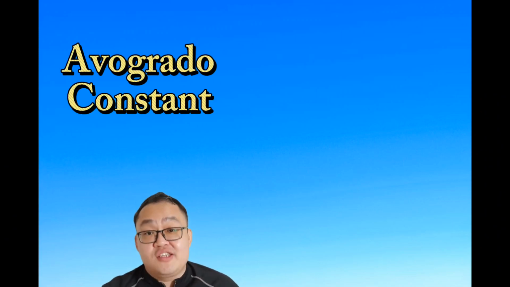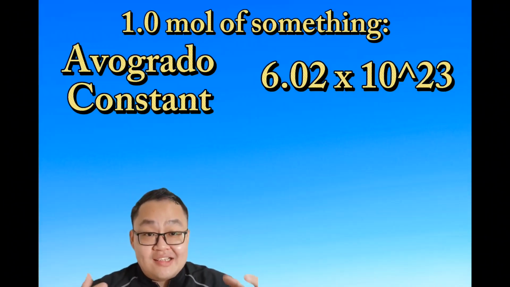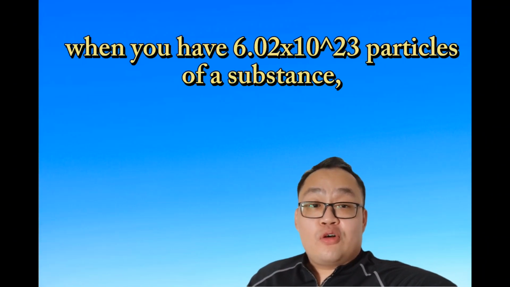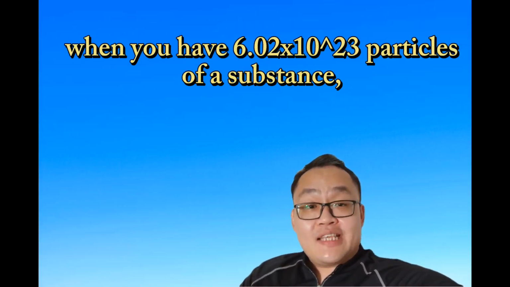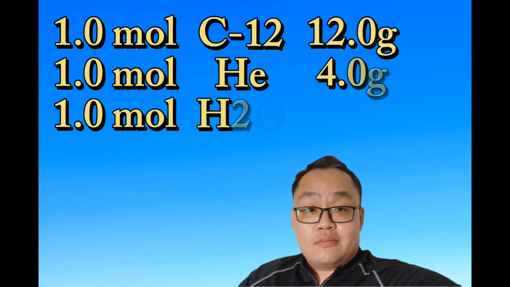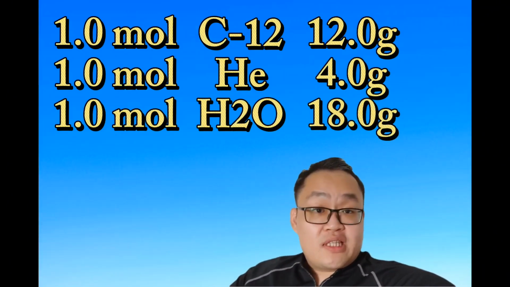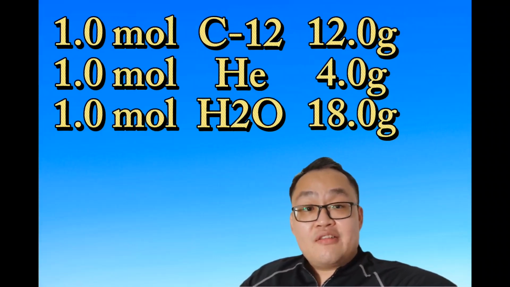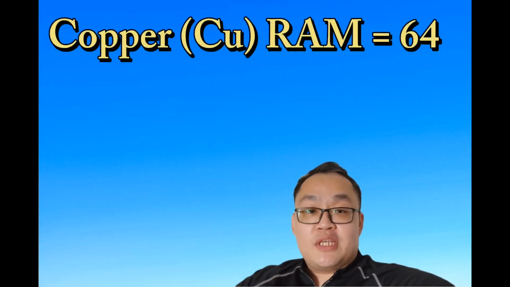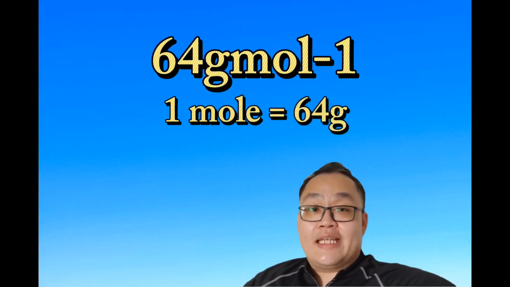Okay, the next part is the Avogadro constant, which is a huge number, 6.02 times 10 to the power 23. So why is it important? Why is this number here? When you have 1 mole of a substance, then it will have the same mass as the RAM or RMM. For example, 1 mole of carbon-12 will be 12 grams. 1 mole of helium will be 4 grams. And then 1 mole of water. Just now we studied H2O, 18, right? So it will be 18 grams. The unit in this case would be gram per mole. As in, if I have 1 mole of this, I will have how many grams of that?